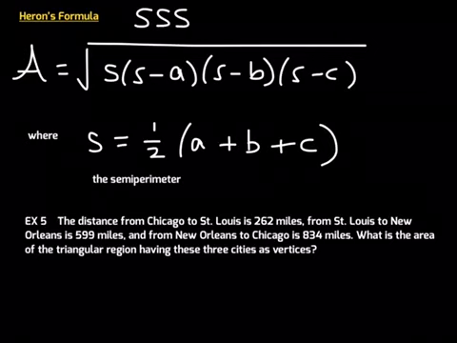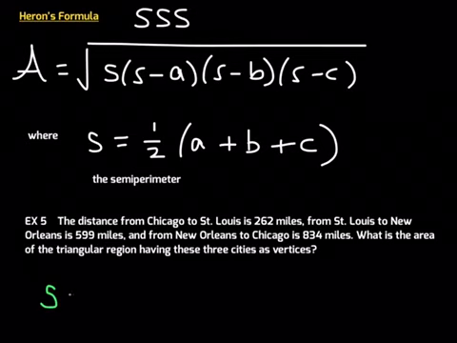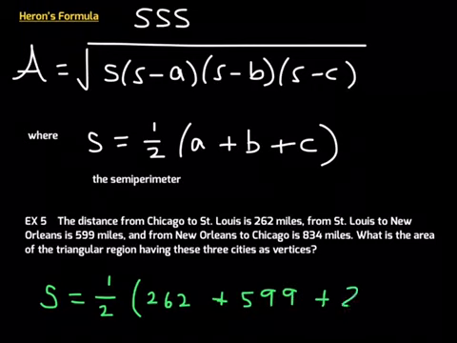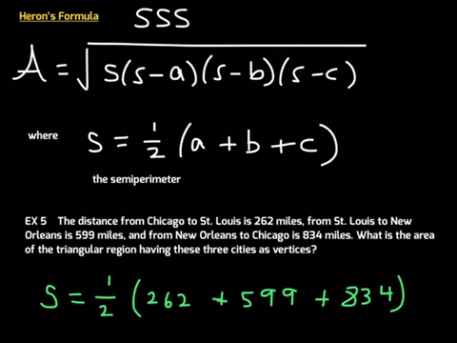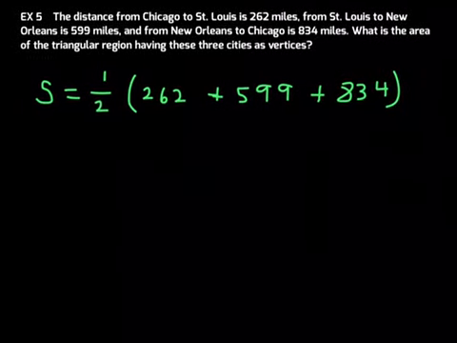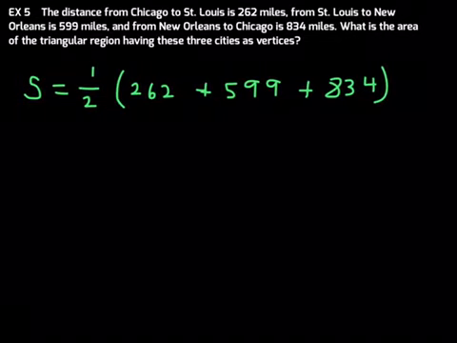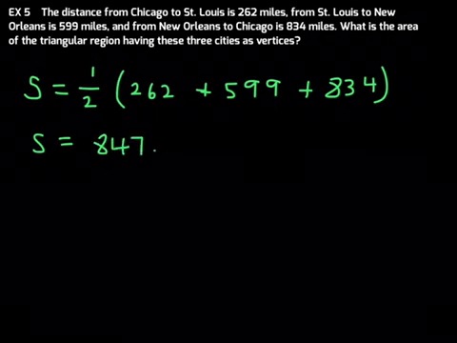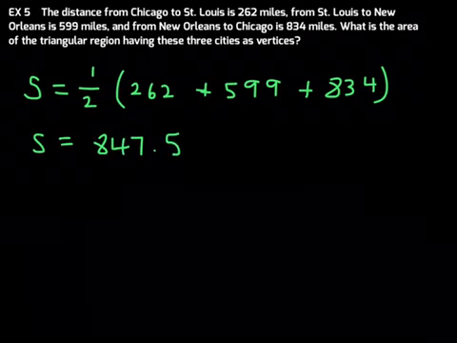Okay, in order to use Heron's formula here, the first thing we need to figure out is what S is. S is the semiperimeter. S is half of the perimeter. So it's half of the sum of 262 plus 599 plus 834. Right? Let's move this up. Okay. So then S is equal to 847.5. We're going to be using this value in our formula. All right, cool. Now let's go for it.